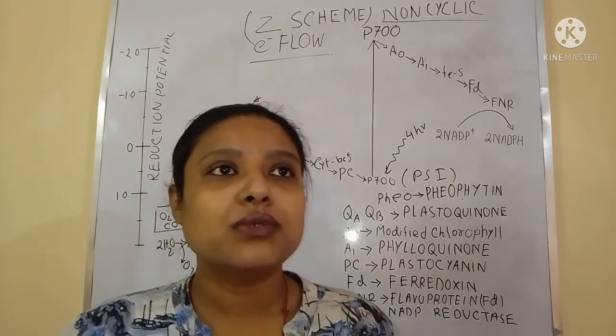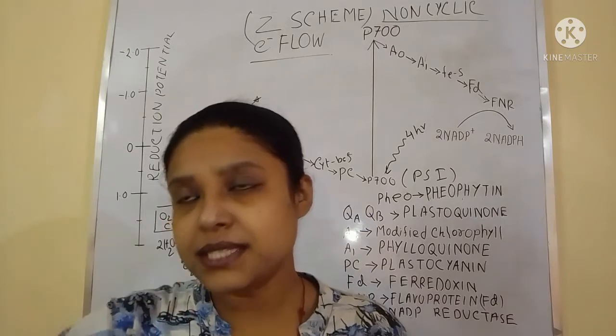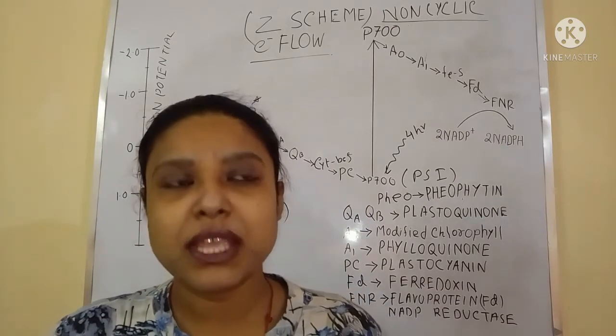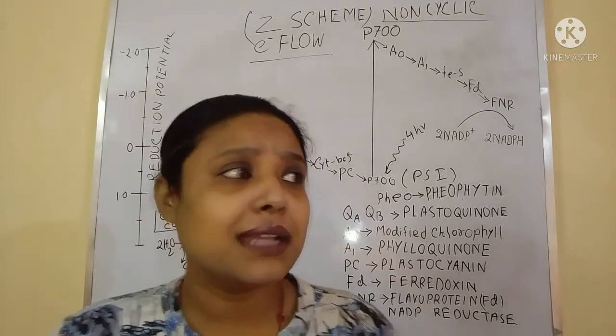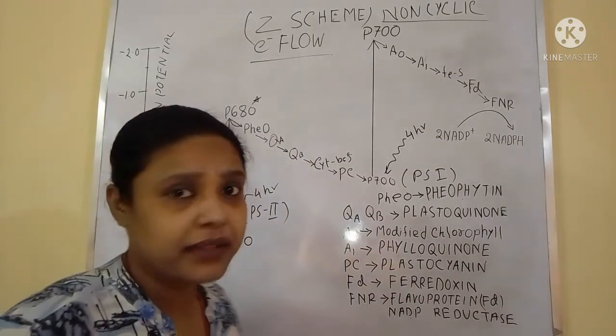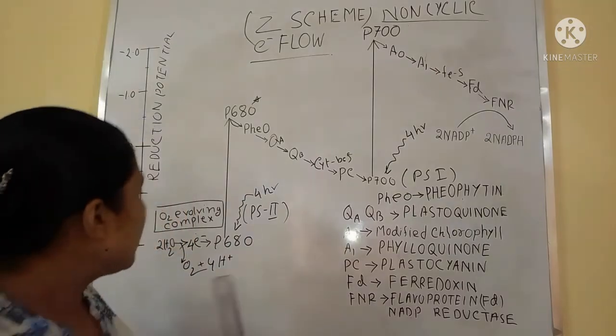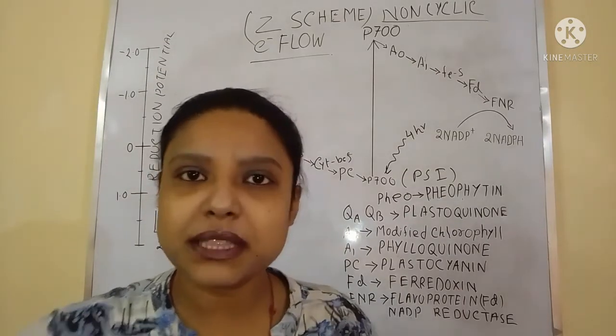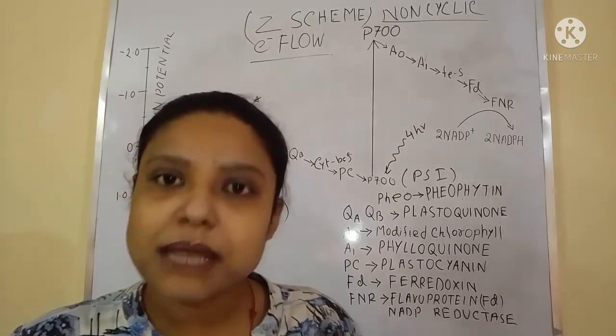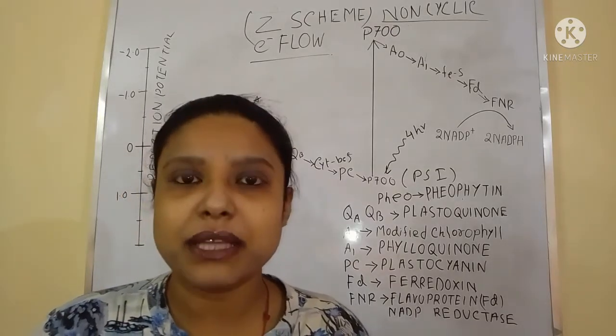Okay, so in the light phase, H2O splits into hydrogen and oxygen, ATP is formed here, and NADPH is also formed here. And two pathways are there: one is the non-cyclic pathway, another is the cyclic pathway.